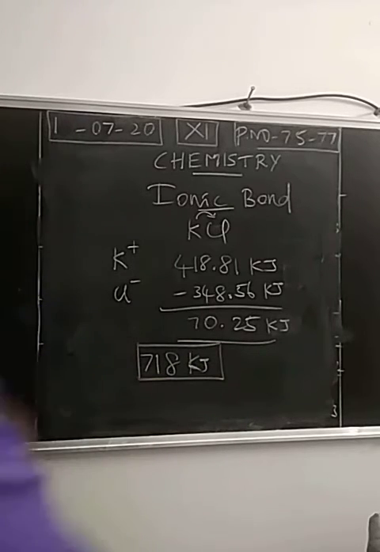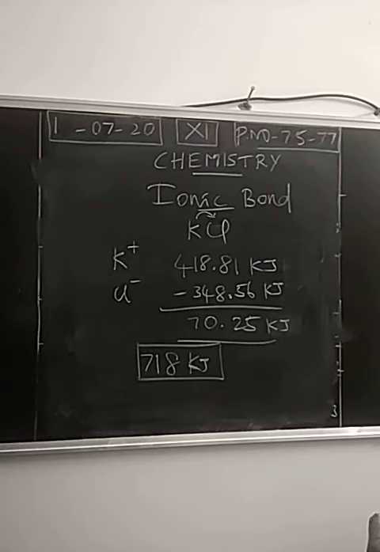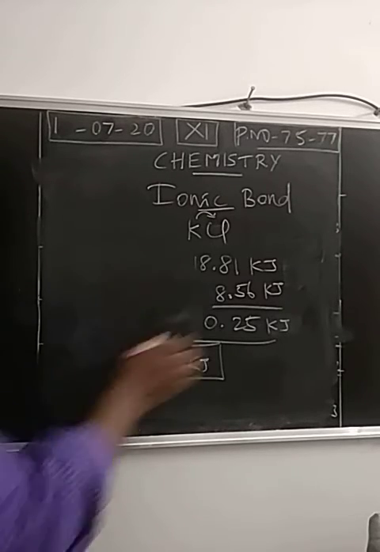So one more point, right? For each crystal, for each solid compound, the value will be there. We call this lattice enthalpy. In the remaining lessons we will study what lattice enthalpy is. So this is the liberated energy during the formation of 1 mole potassium chloride. So with this, ionic bond is over.